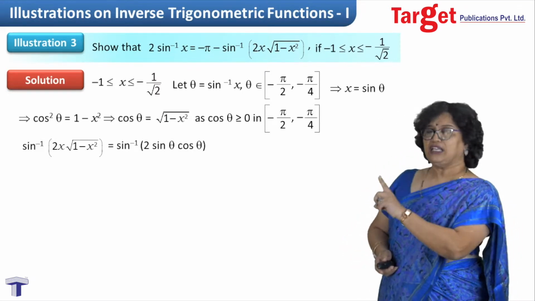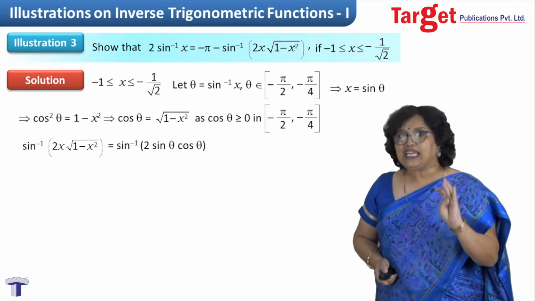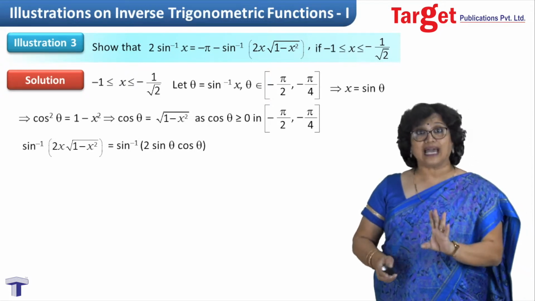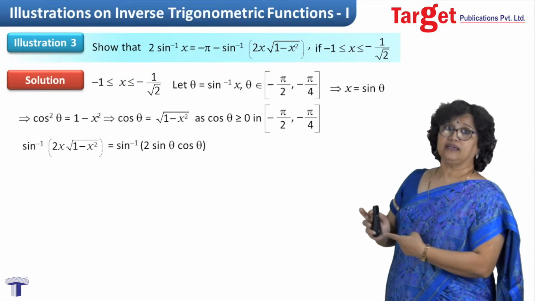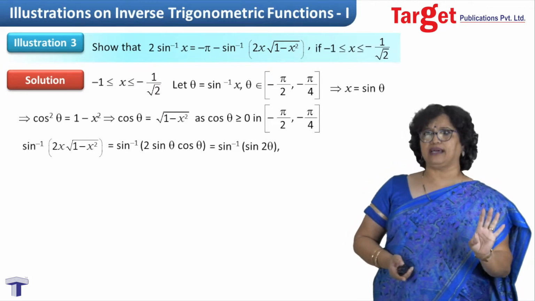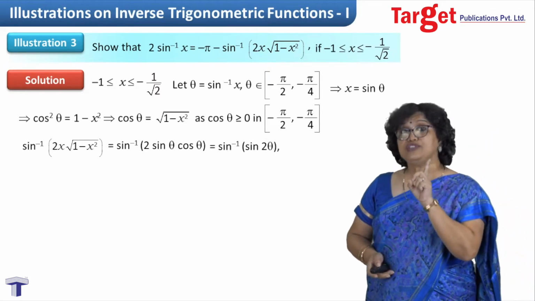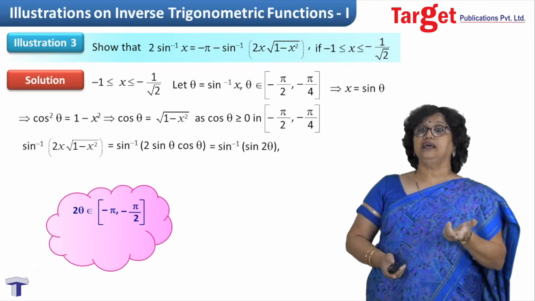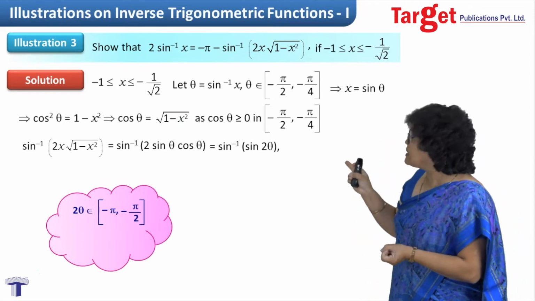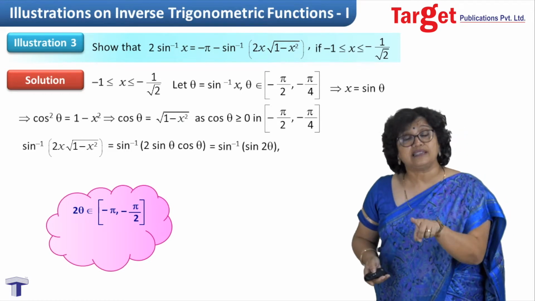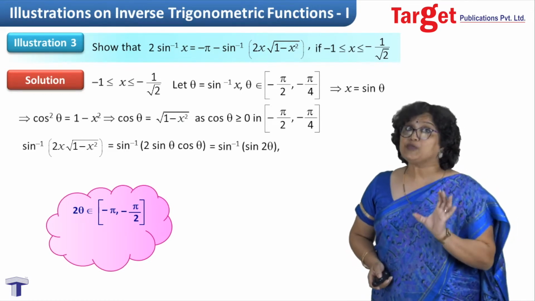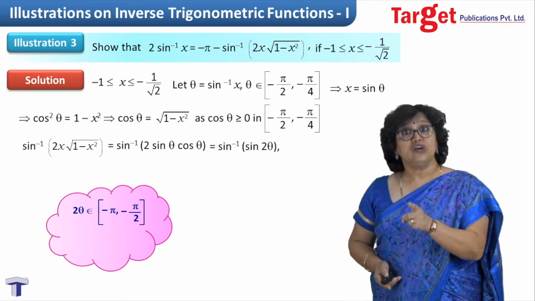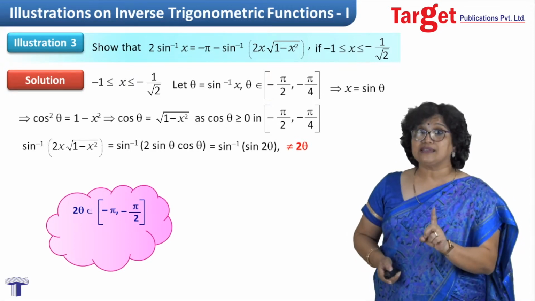Now start with sine inverse of 2x under root 1 minus x square. Write x as sine theta, and under root 1 minus x square as cos theta. And hence I get sine inverse of 2 sine theta cos theta. Now 2 sine theta cos theta would be replaced by sine 2 theta. Now again, like the previous two questions, don't jump over to write it as 2 theta. You will have to check the condition on 2 theta. Now where does 2 theta lie? Because theta lies in minus pi by 2 to minus pi by 4, 2 theta lies in minus pi to minus pi by 2. And minus pi to minus pi by 2 is not the range of sine inverse. And hence, for sine inverse of sine 2 theta, I cannot write the answer as 2 theta.